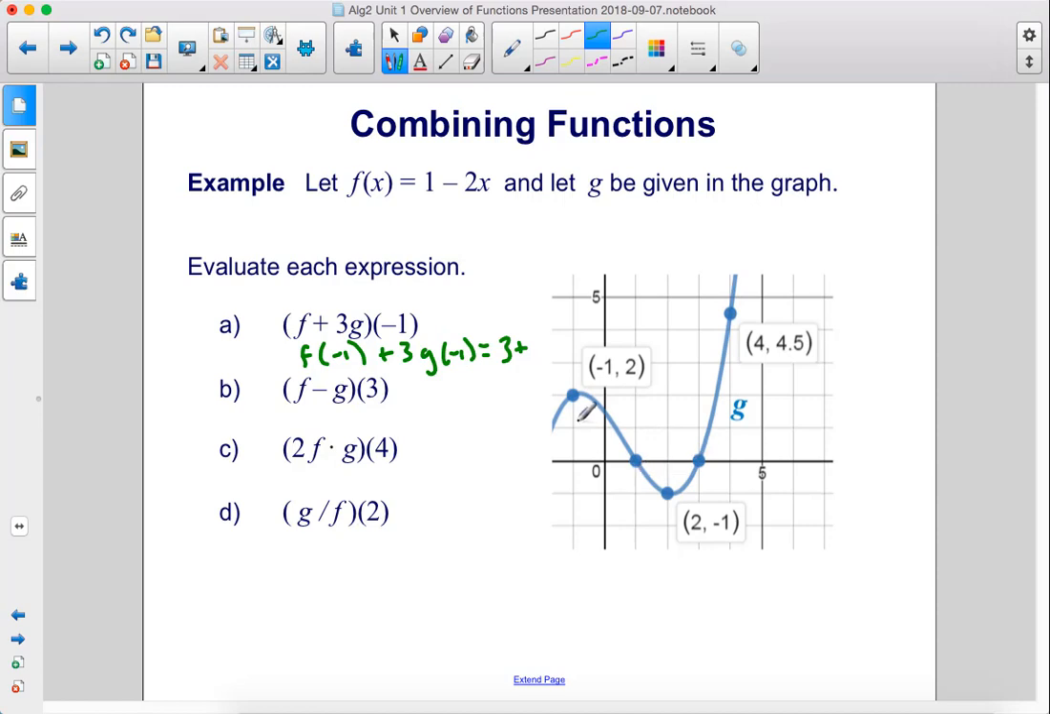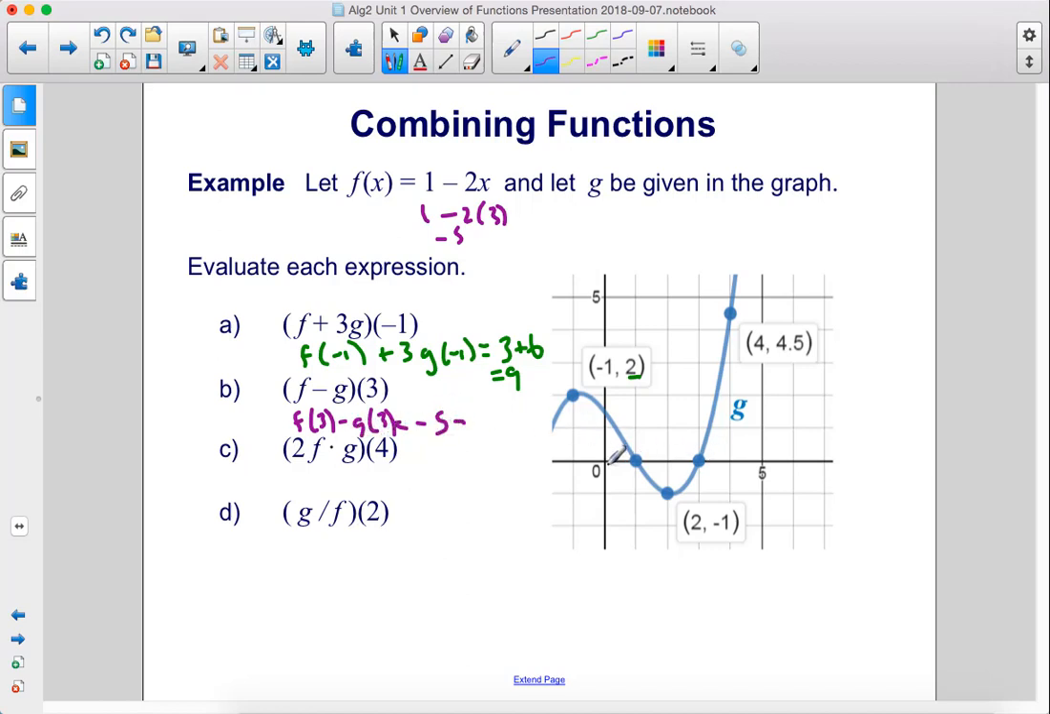G is in the graph. G of negative 1 is 2. So 3 times 2 is 6. So the answer here is 9. Moving on, we have f minus g of 3. So f of 3 minus g of 3 equals, all right, so f of 3 is 1 minus 2 times 3. This is 6. 1 minus 6 is negative 5 minus g of 3.